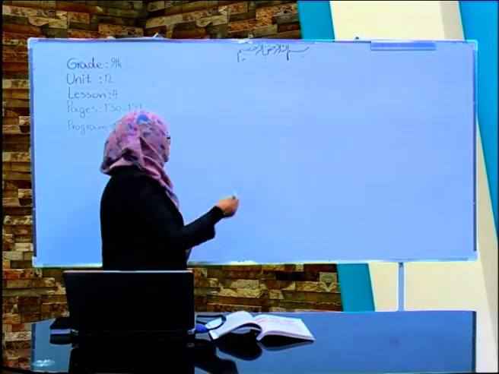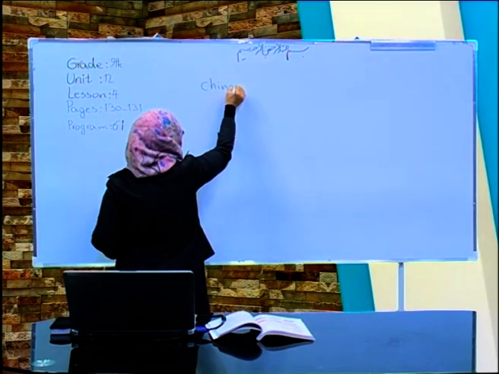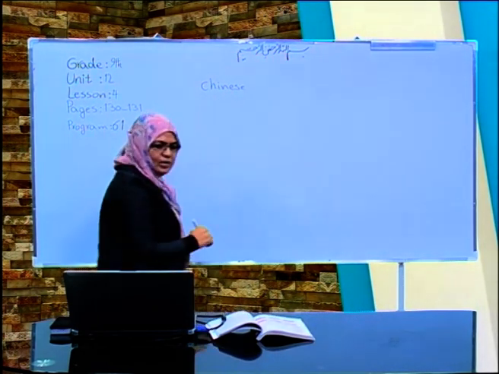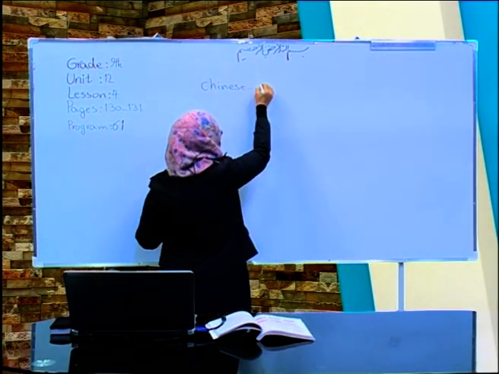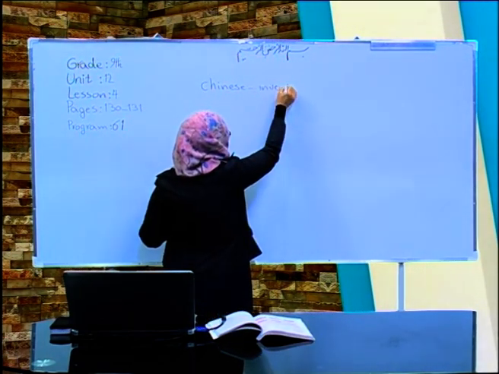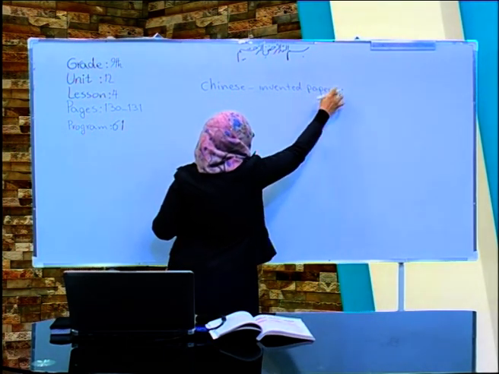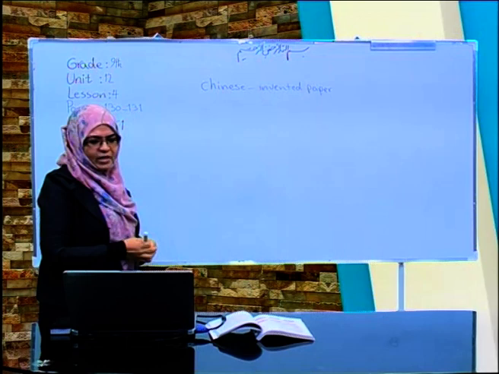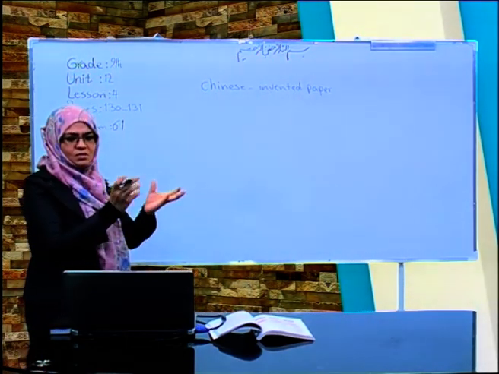The first one is Chinese. Chinese, and we have invented paper. Chinese invented paper. How can I join these two clauses together?